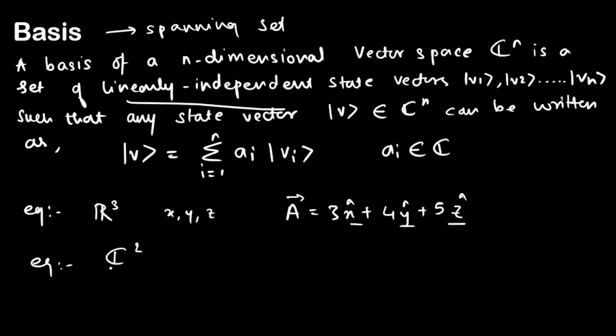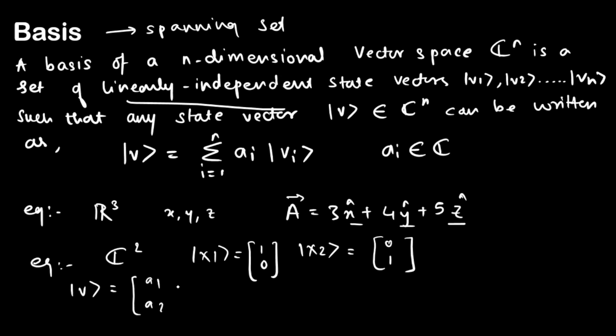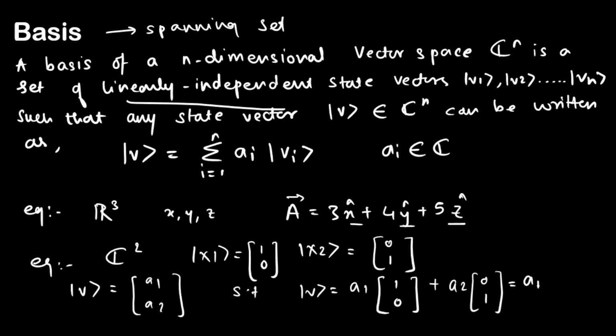For another example, let's take a vector space C^2 such that the basis vectors are x1 and x2, where x1 is equal to (1, 0) and x2 is equal to (0, 1). So any vector v, which is given by its coefficients (a1, a2), can be written as a linear combination of x1 and x2, such that v is equal to a1 times (1, 0) plus a2 times (0, 1). This is equal to a1 times x1 plus a2 times x2. So I hope you understood what basis vectors are and how they span a vector space.